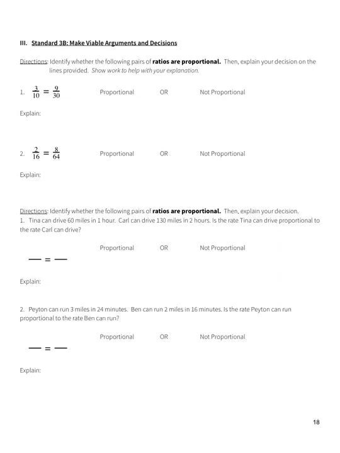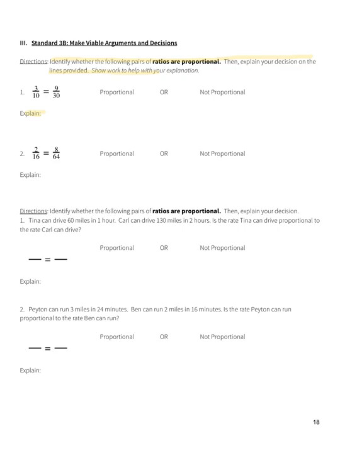On this page, the focus is Standard 3B. I can make viable arguments and decisions. For this first set of problems, what you are going to do is determine whether the ratios are proportional or not proportional. And then you need to explain why.